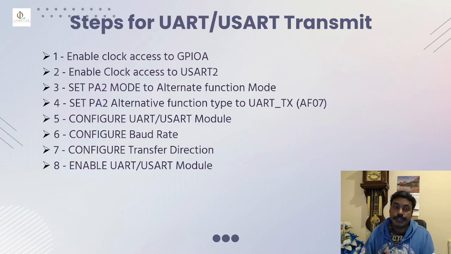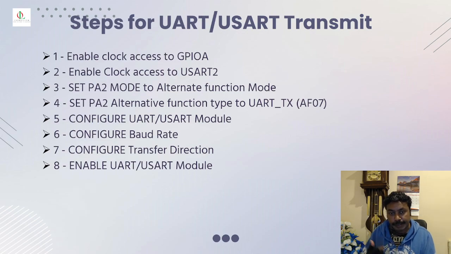The fourth step is you have to set what type of alternate function is going to be used for that particular pin. Today we are learning about USART transmit, so that has the alternate function AF07. So you need to set this port as the alternate type and link it with the alternate function mapping as AF07. Then the fifth step is you have to configure the USART module.